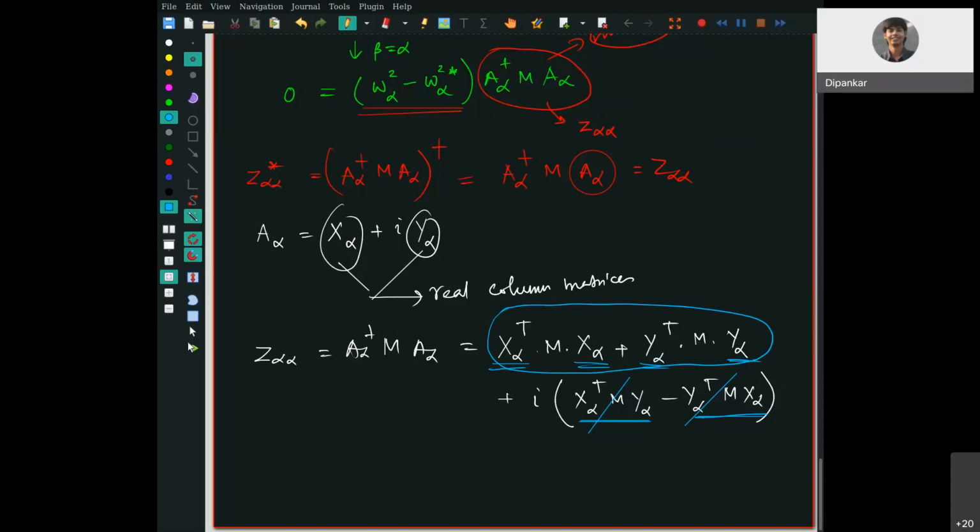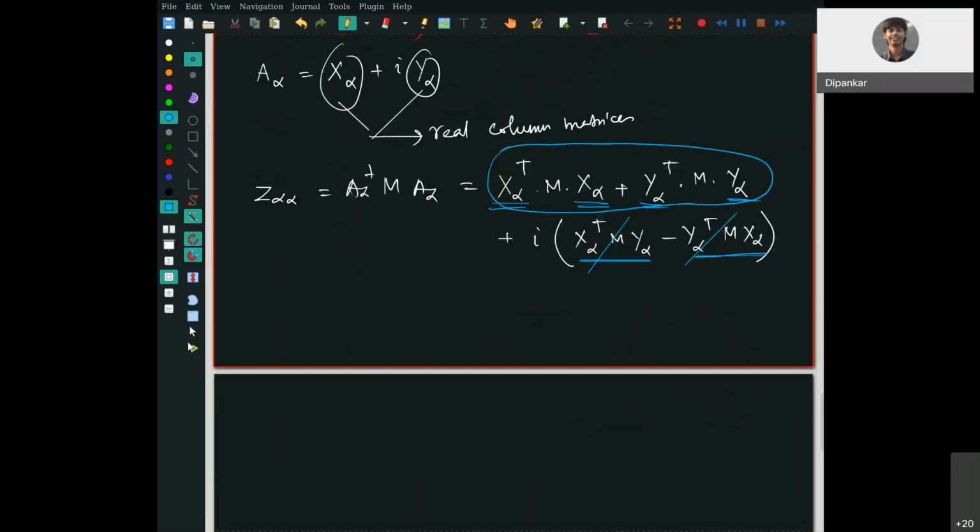Now I have to prove that this is positive. I will use it later, but for now I want to prove that this is positive. To see that this is positive, I can go back to the expression of kinetic energy. So my kinetic energy was given by half x dot transpose M x dot.